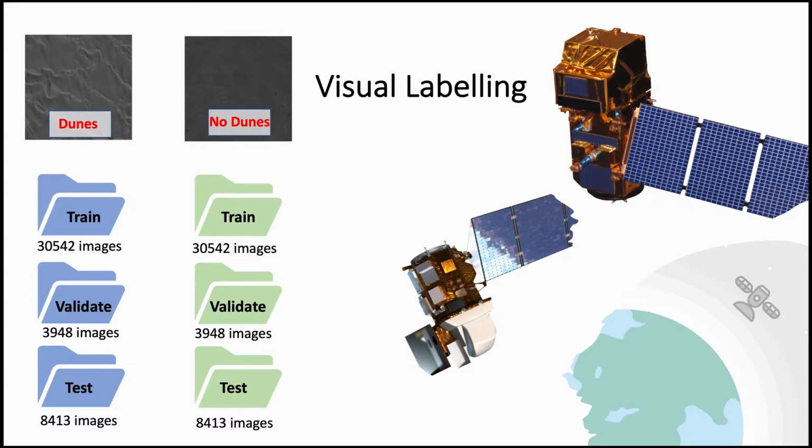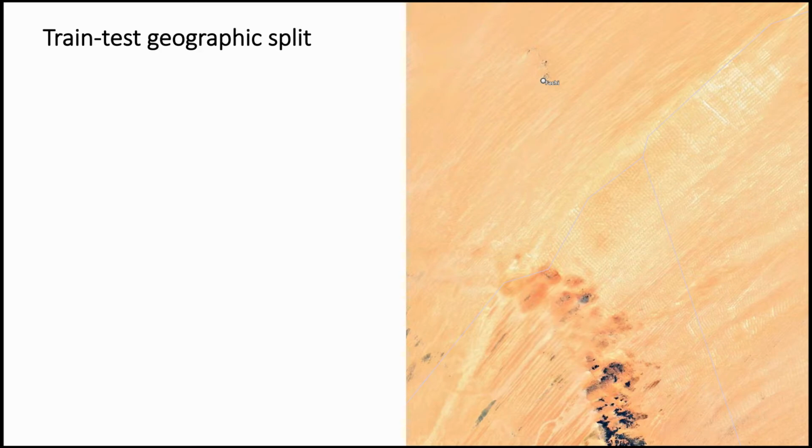We have a train set of about 30,542 images. We have a validation set of about 3,948 images. And we have a test set of 8,413 images. Let's talk a little bit about the test set. Because we're dealing with geographical data, it's important to train our algorithm so that it generalizes well.